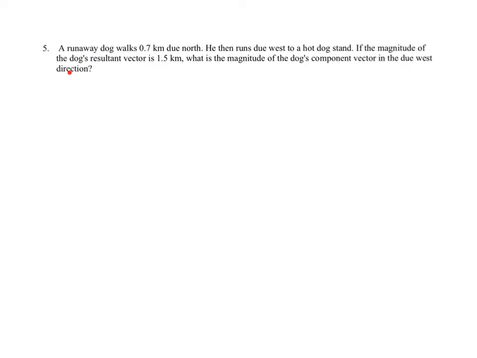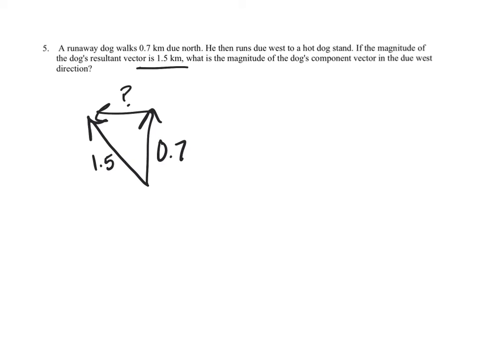So we're already given the direction it's going. We just want to solve for magnitude. So your first step is always to draw it out. So the dog goes north, 0.7, and then is going to go west, and we don't know what that is. And then we have the resultant vector given to us is 1.5, right? So we just want to find out what this question mark is.